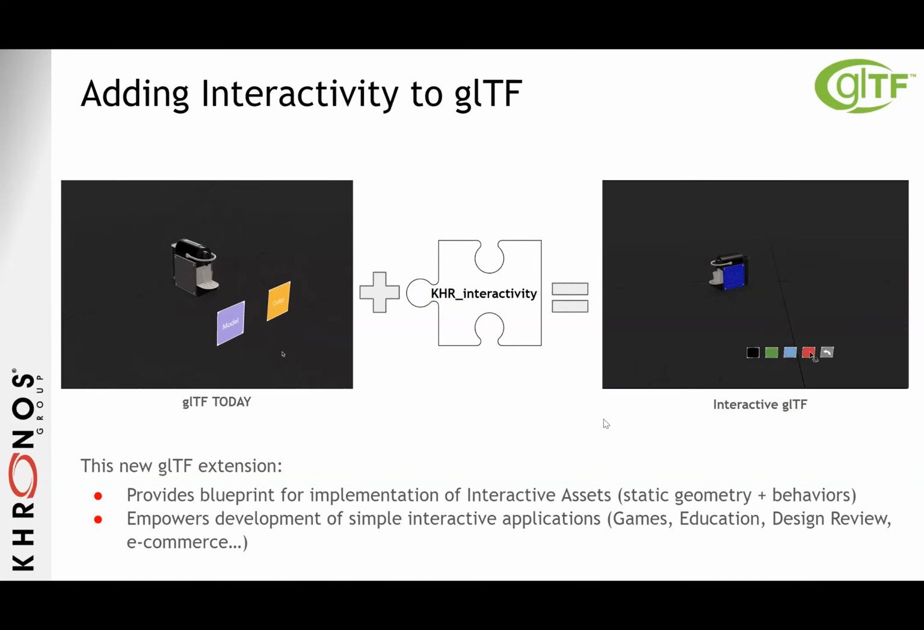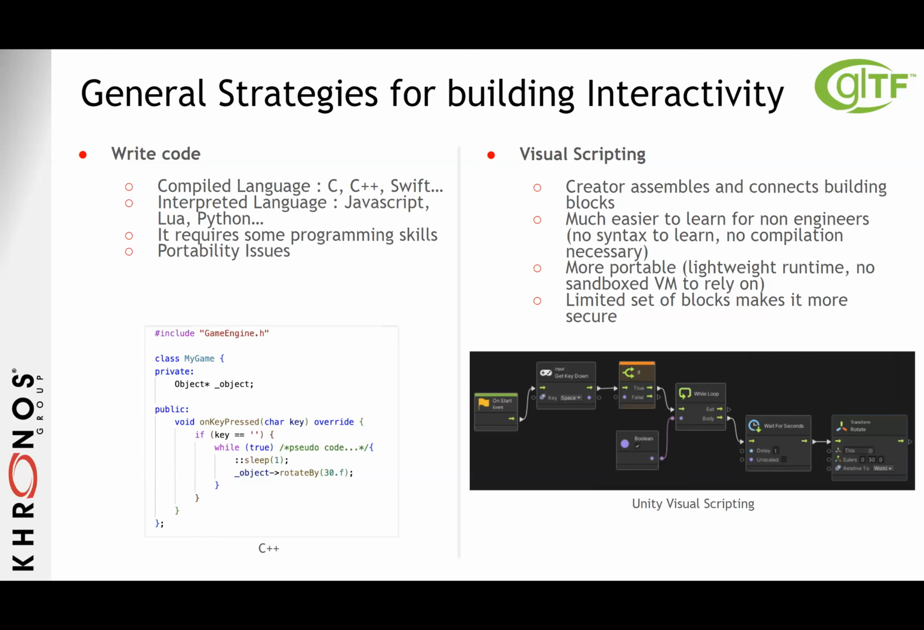Thank you. So let's have an assessment of how we build interactivity these days. So far, the most straightforward way, at least for engineers, has been to write code. People would use a compiled language like C, C++, or Swift, or write interactivity through a scripting language like JavaScript, Lua, or Python. The issue with this is, of course, that it requires some programming skills, and it's not easily portable. At the bottom of this slide, you see some typical C++ code. That used to be the way to implement such interactivity.